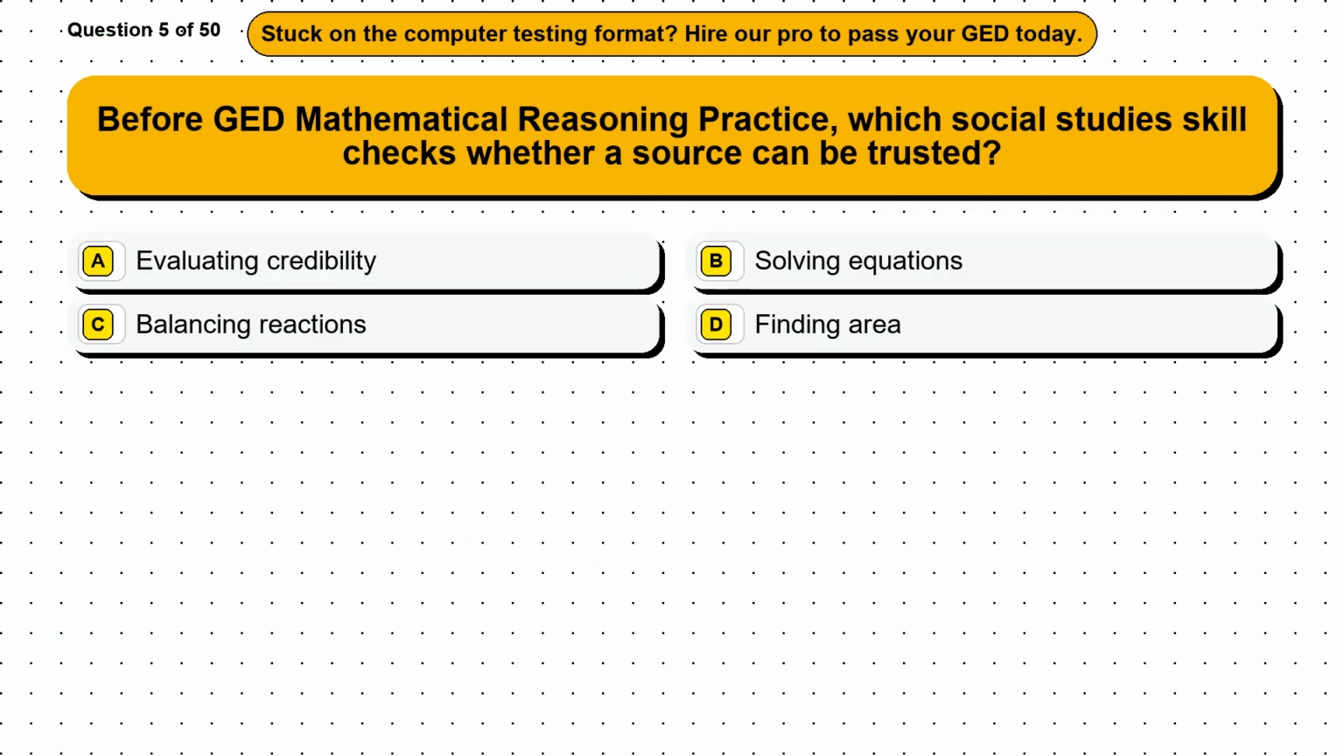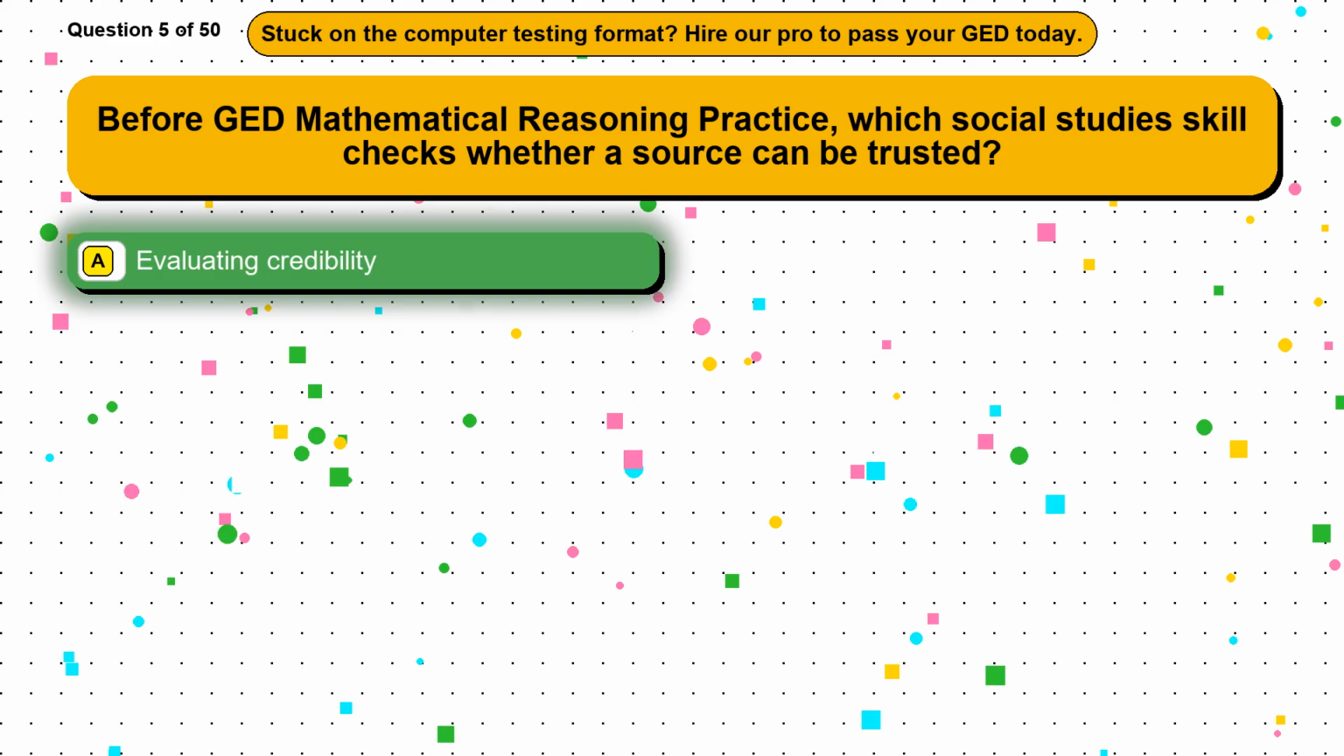Question 5. Before GED Mathematical Reasoning Practice, which social studies skill checks whether a source can be trusted? Option A evaluating credibility. Option B solving equations. Option C balancing reactions. Option D finding area. The correct answer is option A.